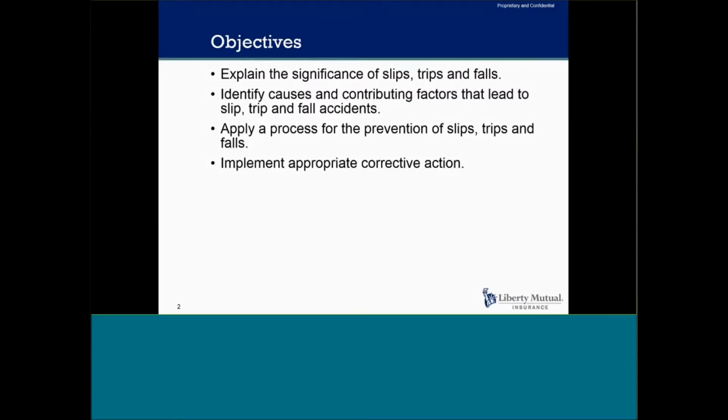Today we'll be covering some objectives. First, we'll explain the significance of slips, trips, and falls. We're going to identify causes and contributing factors that lead to slip, trip, and fall accidents, apply a process for the prevention of slip, trips, and falls, and then implement appropriate corrective action to make sure that slip, trips, and falls do not occur on a frequent basis.